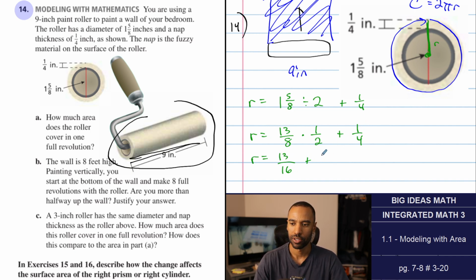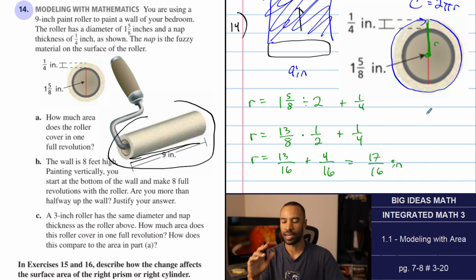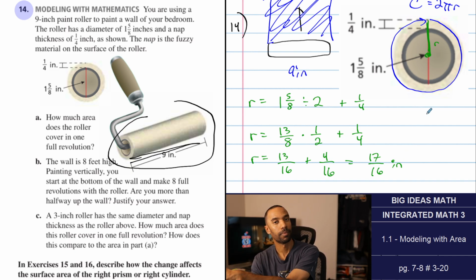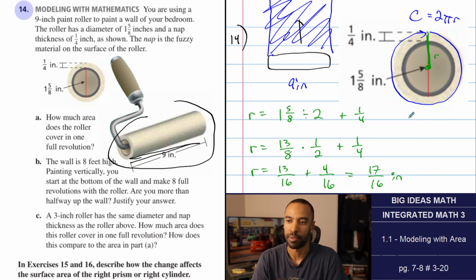Now, 1/4 is also 4/16. I need a common denominator there. And that's 17/16 inches. A little more than 1 inch of radius. But I'll leave it as a fraction for now. Maybe decimals will be better served later.